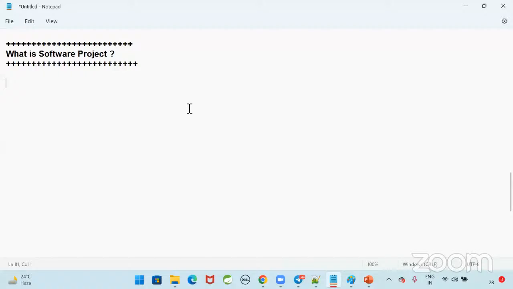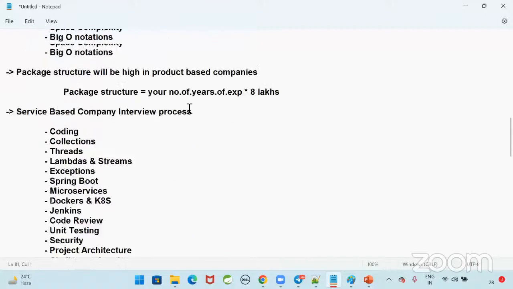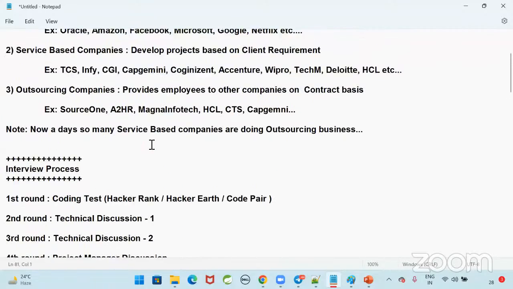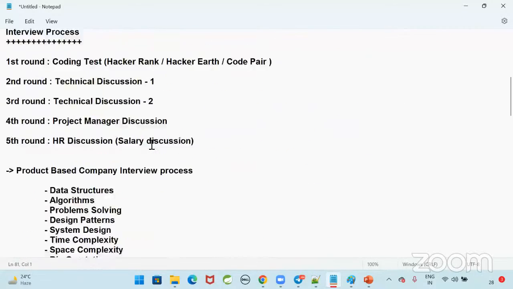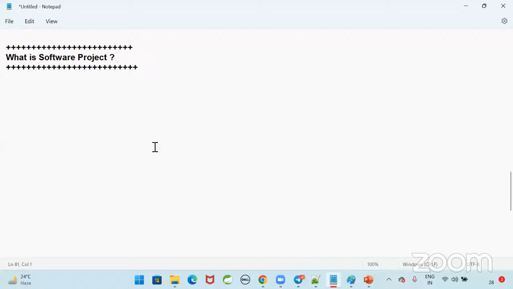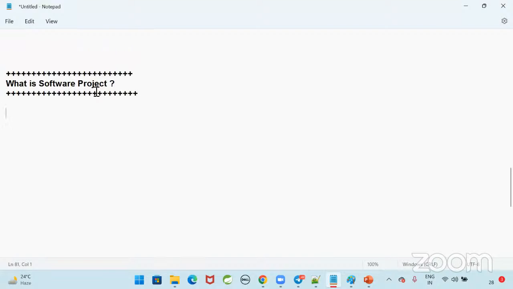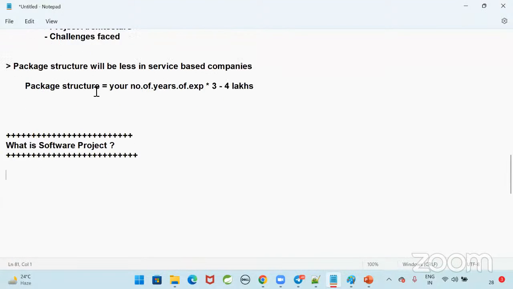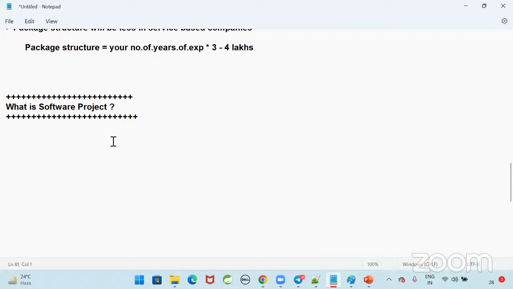Let's come out from the discussion. I hope you got the clarity how the interview process will be there in the product based company, how the interview process will be there in the service based company. Now let's concentrate on our subject. Our subject is real-time project, JRTP, Java Real-Time Project. So this JRTP mainly focuses on how to implement projects in the company and all those things, right?